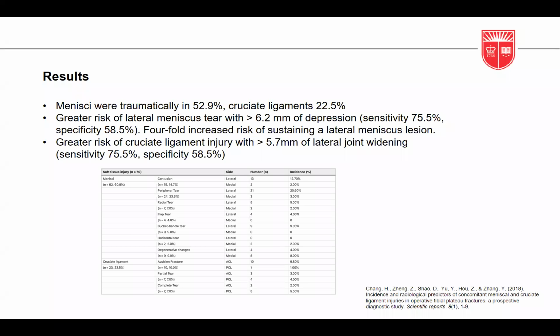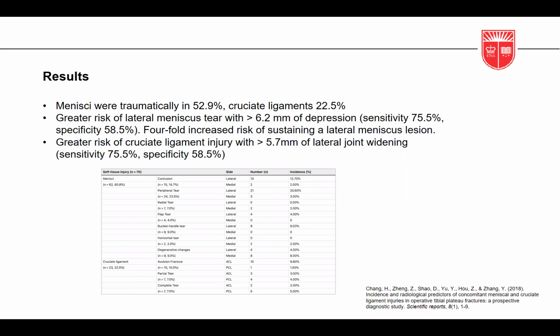Authors concluded that the most appropriate cutoff point for lateral meniscus tear was 6.2 millimeters of depression. Patients with greater than 6.2 millimeters of depression had a fourfold increased risk of lateral meniscus tear. They also determined that the most appropriate cutoff for ACL lesions was 5.7 millimeters of lateral condyle widening.